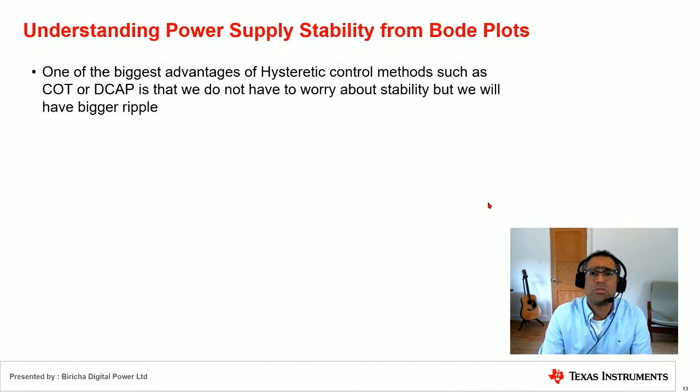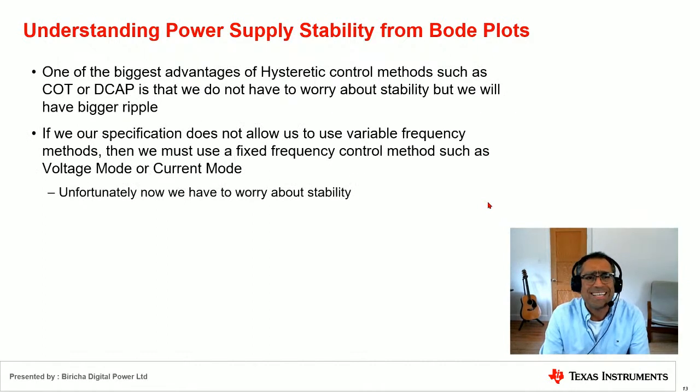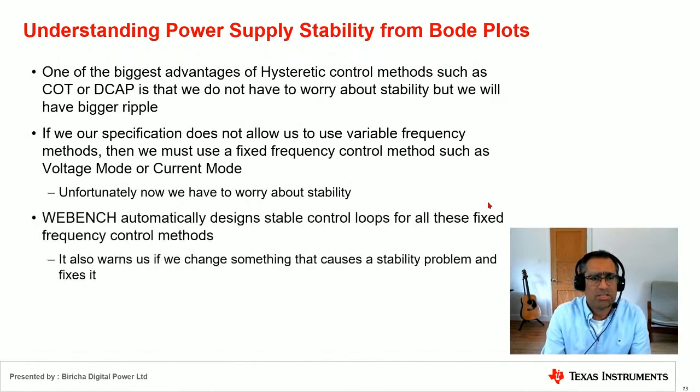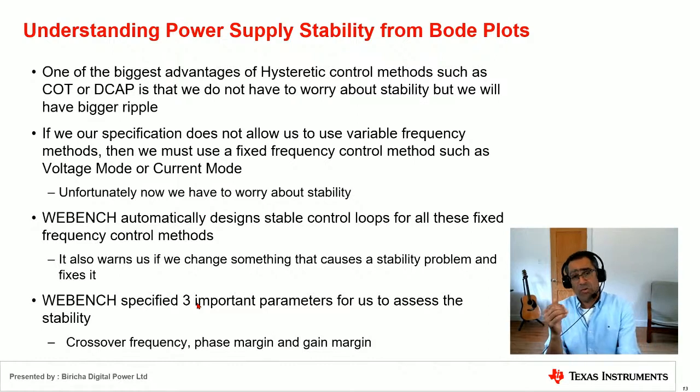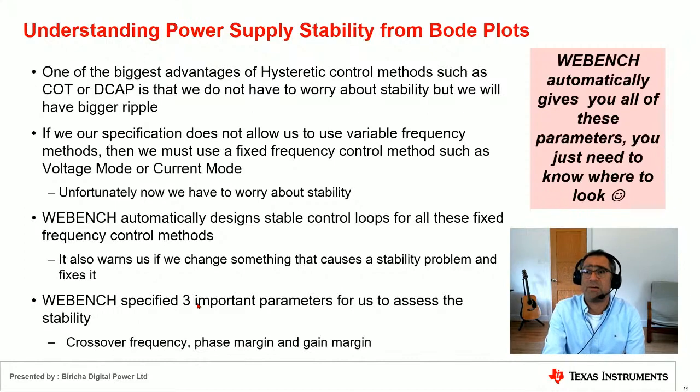So the first thing that we need to do is understand what to look for on a Bode plot, and what information WEBENCH is trying to give to us. WEBENCH specifies three important parameters for us to assess the stability. One of them is crossover frequency, another one is the phase margin, and the other one is the gain margin. So in the next slide, we're going to talk about these things, and this is what we're going to look at on the WEBENCH report to make sure that they meet the stability criteria.